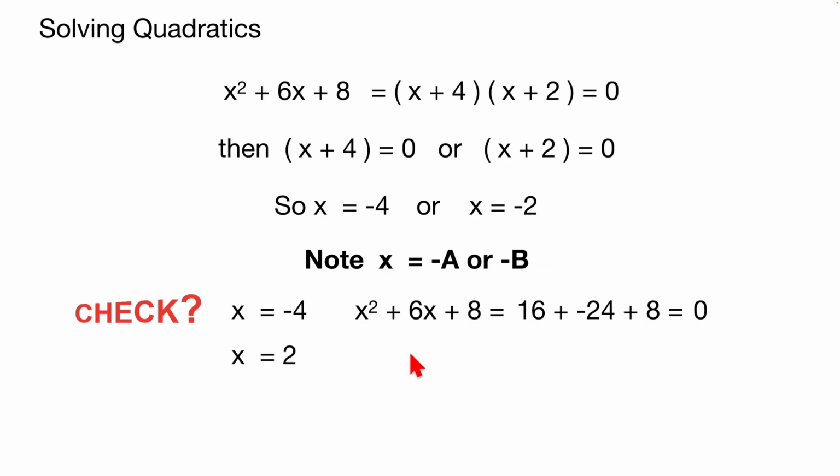Let's try the same with x equals, oh, I've got my 2 here, it should be minus 2. So x squared plus 6x plus 8, x squared is 4. You've still got minus 12, which is minus 2 times 6, and you've got 8. So add this lot together and it equals 0. My bad, that should be minus 2.